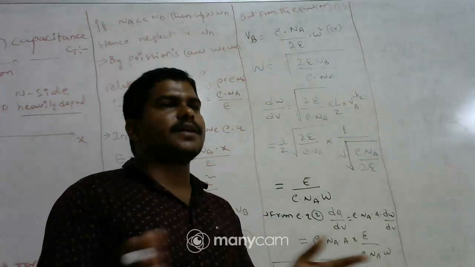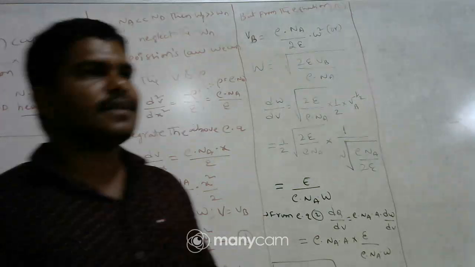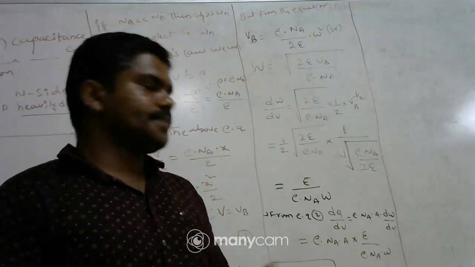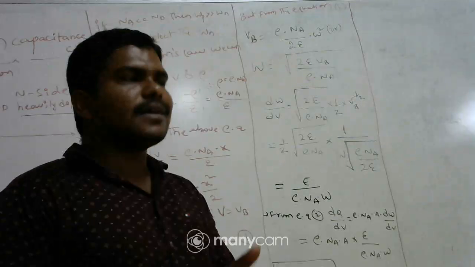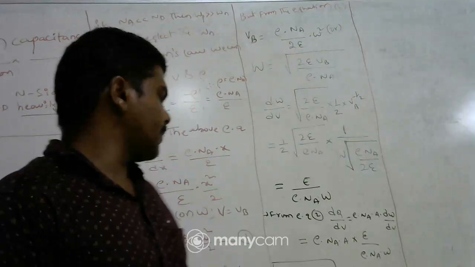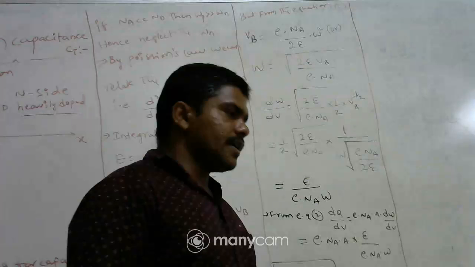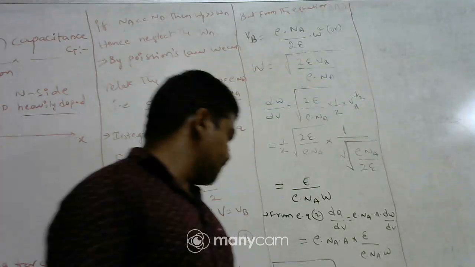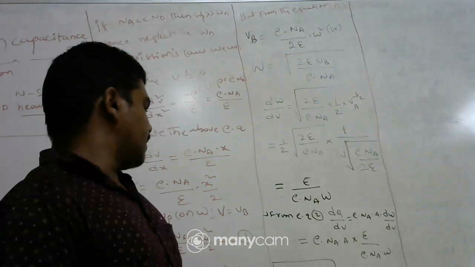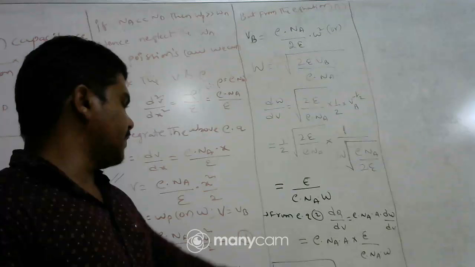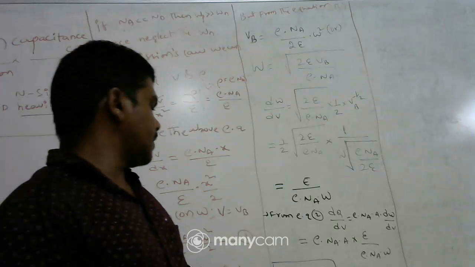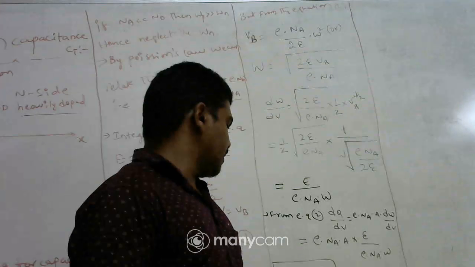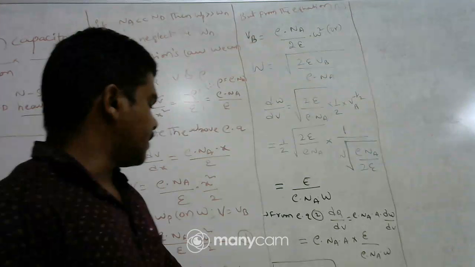Okay, so when the junction width increases, the transition capacitance value decreases. If the width is less, the capacitance value is high. So Ct is inversely proportional to the junction width. Here epsilon is the permittivity, epsilon is equal to epsilon naught into epsilon R, A is the area, and W is the width of the depletion layer.